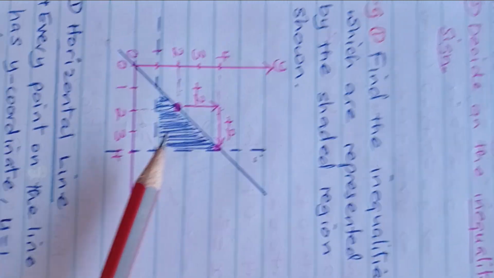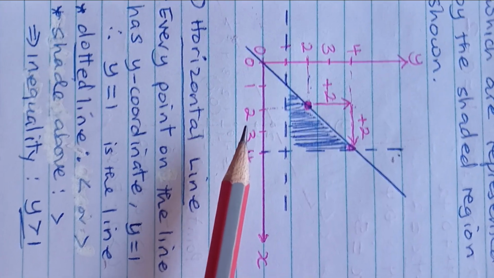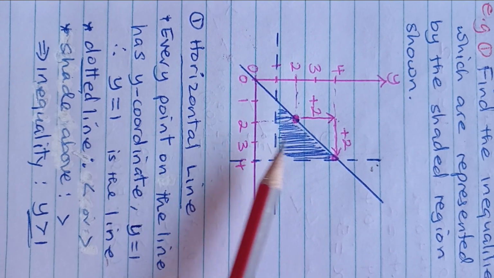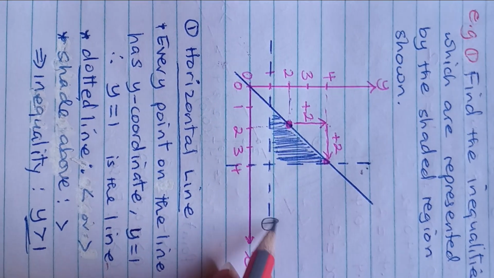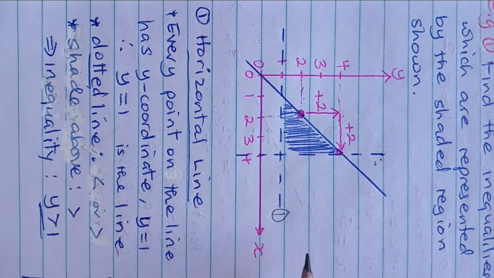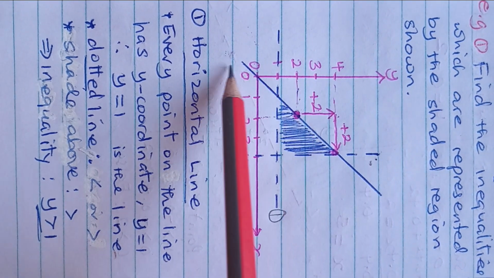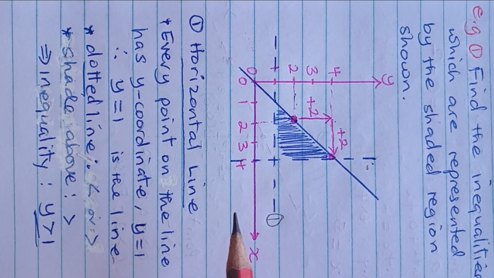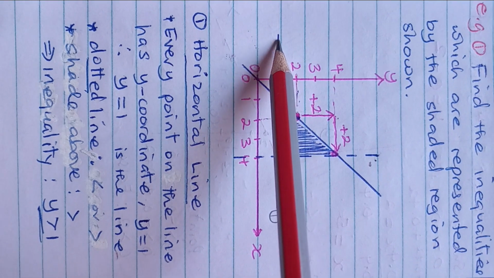Since we have three lines, we'll look for the inequalities one by one. First, let's look at the horizontal line. Let's call this line 1. Now, since it's a horizontal line, it will only cut through the y-axis and not the x-axis.